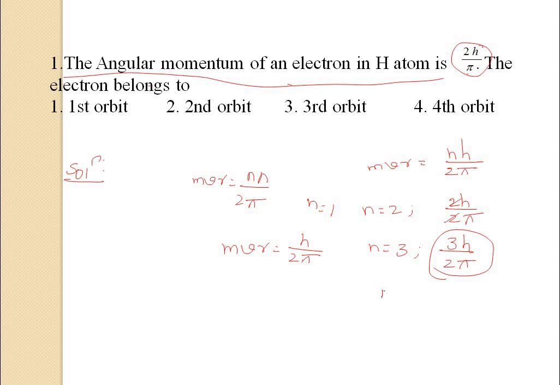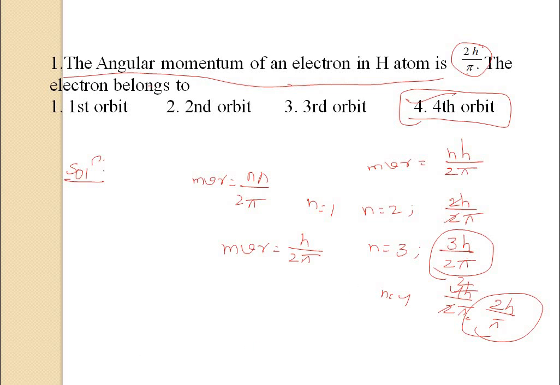Then if I substitute n equal to 4, then 4h by 2 pi, 2 twos are 4, then the answer is 2h by pi. This is what he asked. So the angular momentum of an electron in hydrogen atom is 2h by pi, and that electron belongs to the fourth orbit. So our correct option is the fourth orbit. Like that also they can ask the question. Just substitute the n values, first orbit, second orbit, third orbit, fourth orbit, like that, then you can get the correct option.